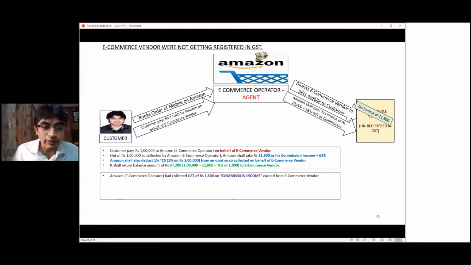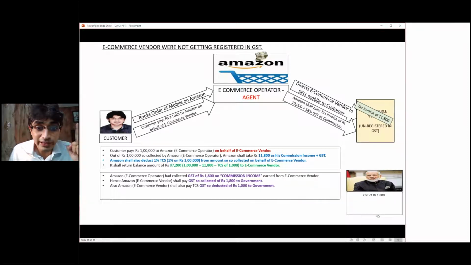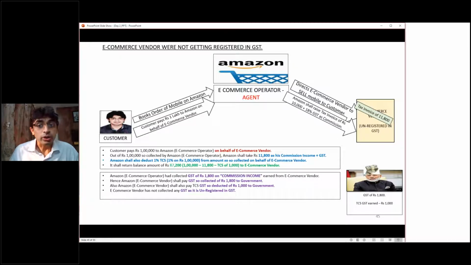So what will happen in this case? Whatever GST Amazon had collected on commission, 1,800, it will pay to the government. Plus whatever TCS of 1,000 rupees it had deducted, that also it will pay to the government. And if this vendor is unregistered, this 1,000 rupees is gone. You want a refund? You are required to get registered in GST. Then only are you going to get a refund of this 1,000. Else forget it. And Amazon has deducted TCS.